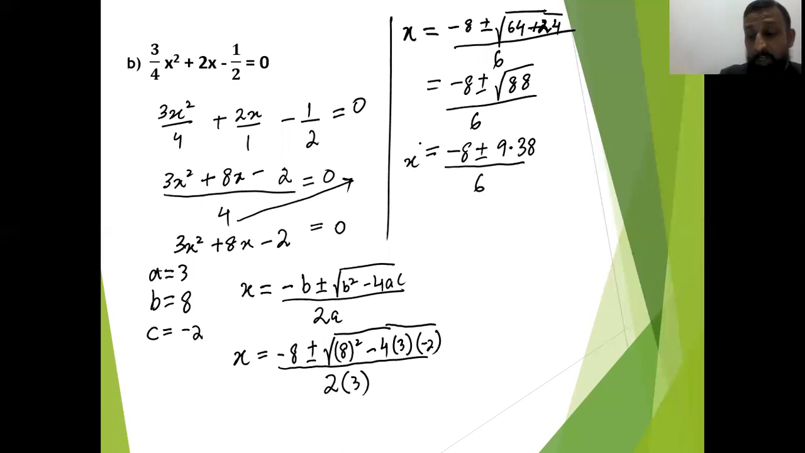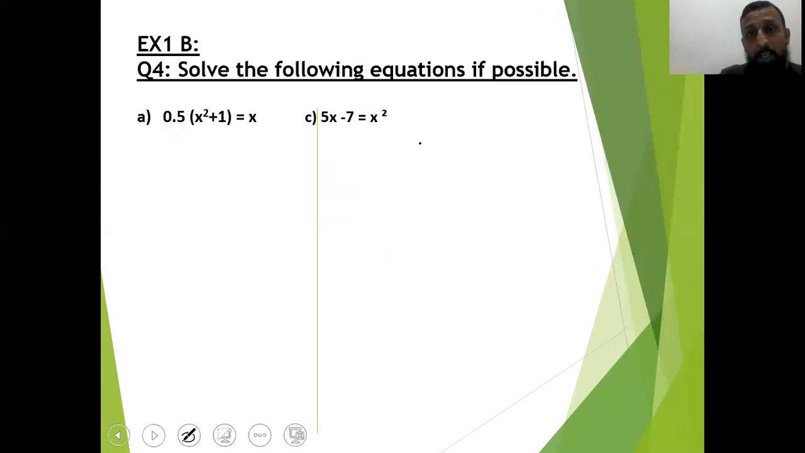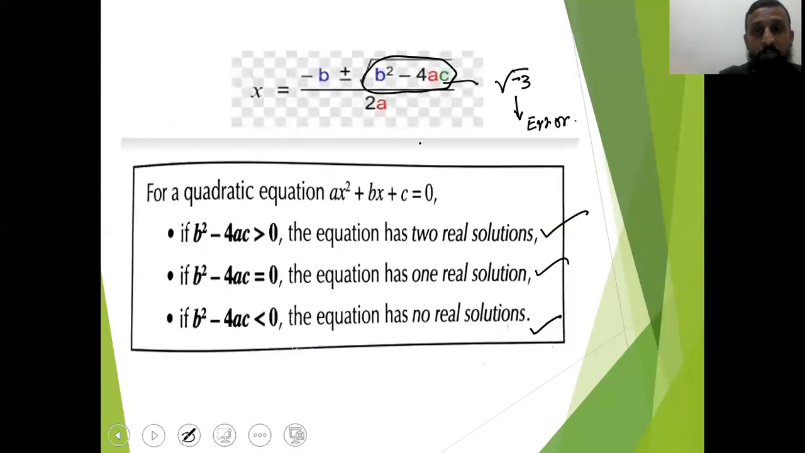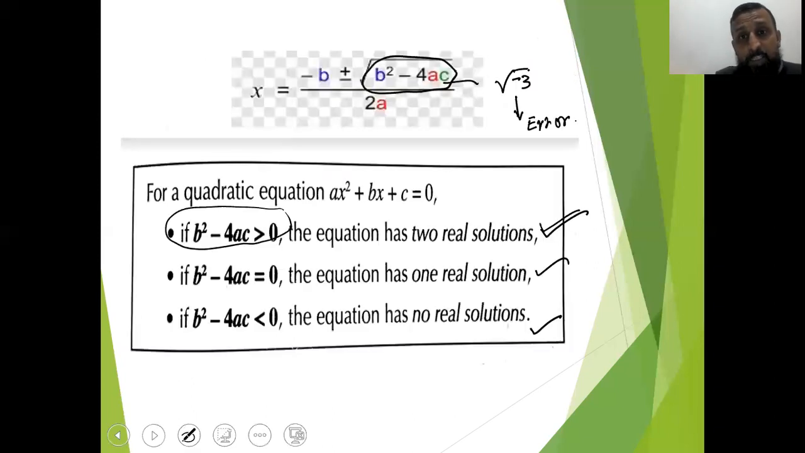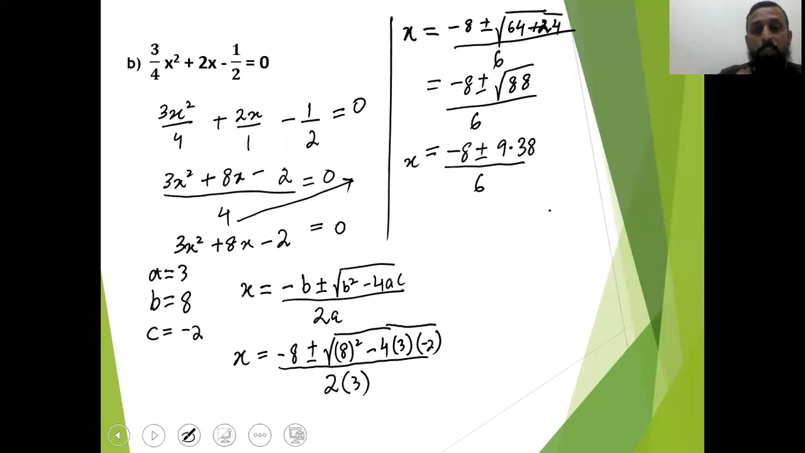Now this is the first case. If I go back and tell you, this is the first case which we are doing. All right, boys and girls. Okay, so we get the result of b square minus 4ac greater than 0. Can you see this? It's 88 is greater than 0. So this is the first case. Okay, now we will have two real solutions. We will have two answers. Okay, boys and girls. So that's why I did this part to make you understand.